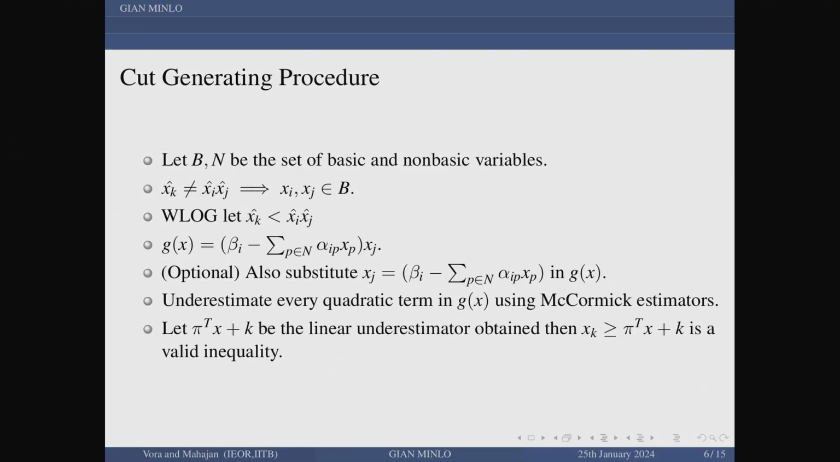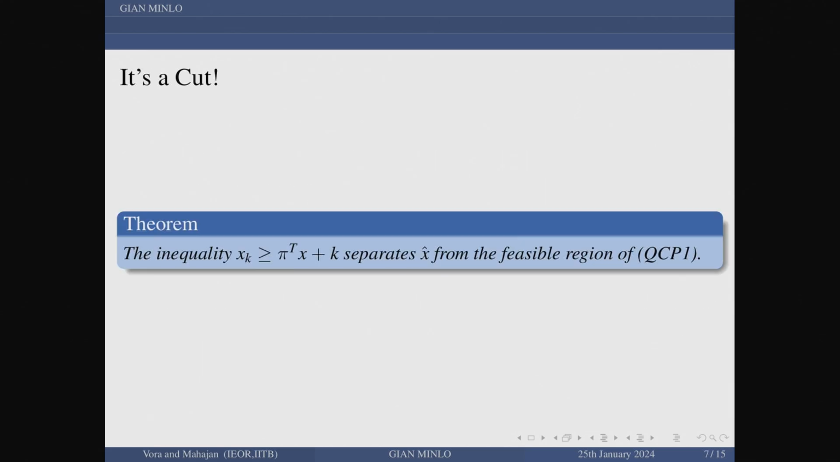When I say underestimate the term, you have to also look at the alpha. If it's negative, then that term becomes positive and you want to underestimate. If it's positive, the term becomes negative and you overestimate. That is some care you take, and what you get is actually a cut. That will give you the linear underestimator for g of x. Then xk greater than or equal to pi transpose x plus k is a valid inequality, and we can easily show that it's actually also a cut. That's fairly easy to show.